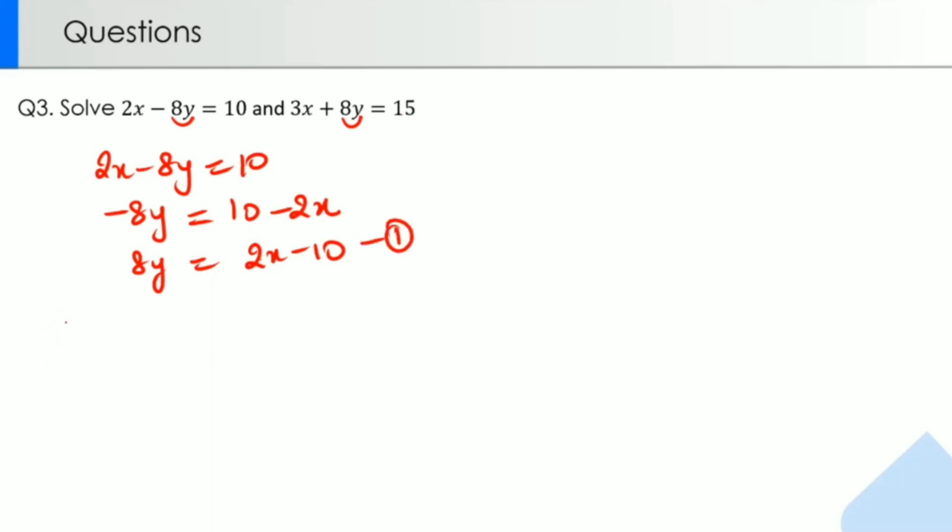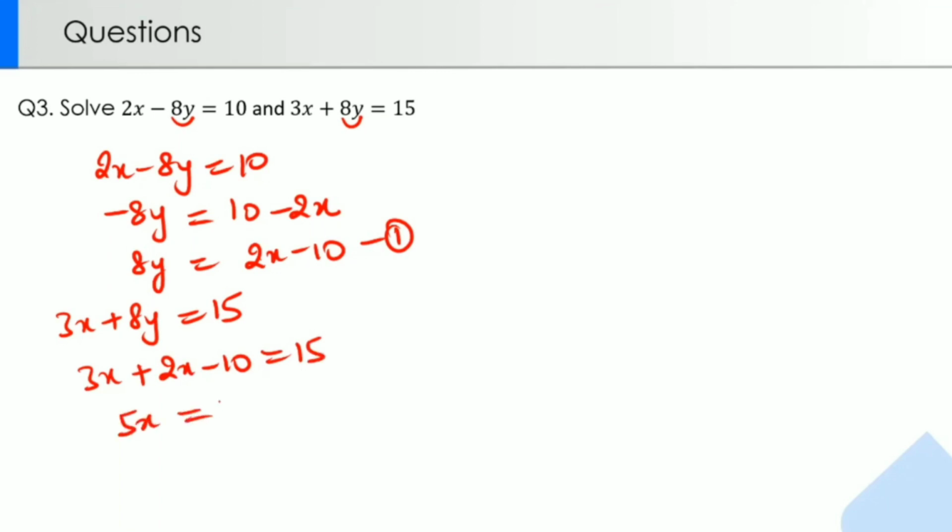So let me take this as the first equation. The second equation is 3x plus 8y is 15. So substitute this value of 8y. So I will have 3x plus 2x minus 10 equals 15. So this is 5x equals 15 plus 10, which will give you 25. I get x equals 5.